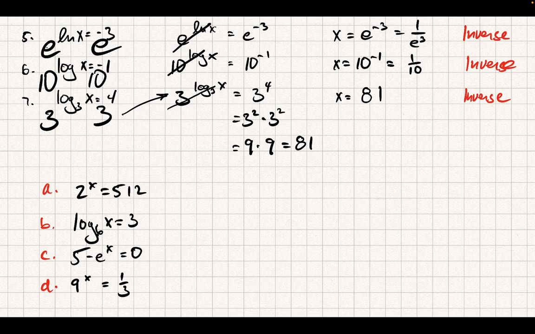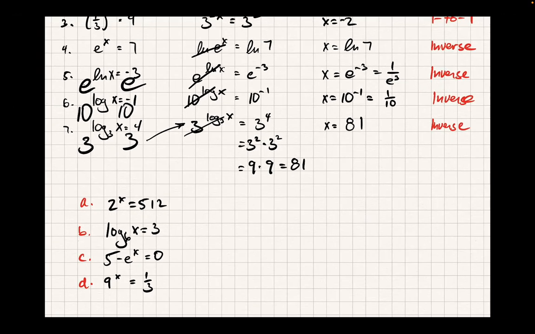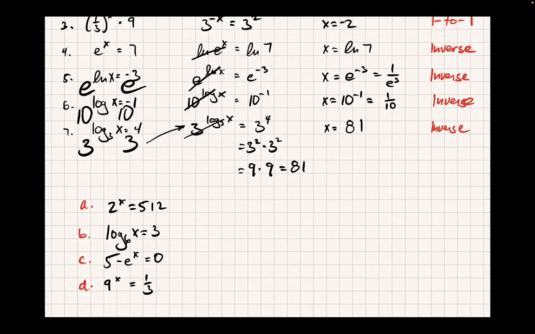Avi, what do you think? 2 to the x is equal to 2 to the 9. No, definitely. 2 to the 10 is 1024. Right, she's right. 2 to the 9 is going to be half of that. So what's the answer? x equals 9 by what property? 1 to 1. Oh yeah, x definitely equals 9.